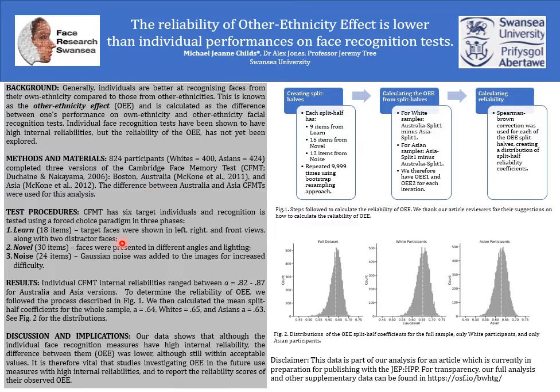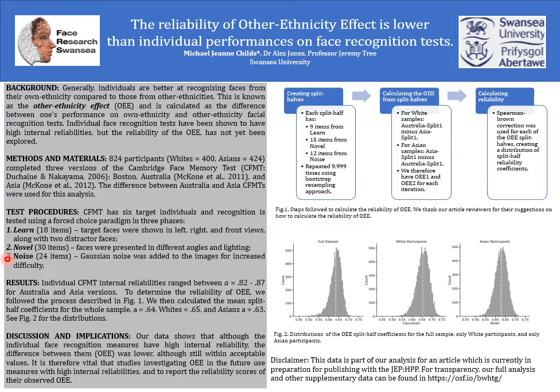So a quick recap of the CFMT protocol. There are 6 target faces participants have to learn. Each trial has a triad of faces, 1 target and 2 distractors. In learn phase, the triads were shown in left, front, and right views. In novel phases, triads were shown in different lighting and views. And lastly, in noise, the images had Gaussian noise added for increased difficulty.